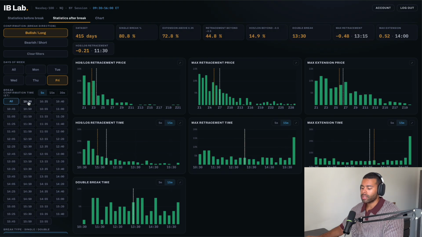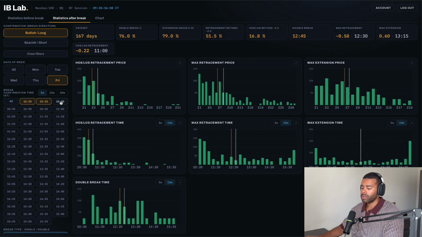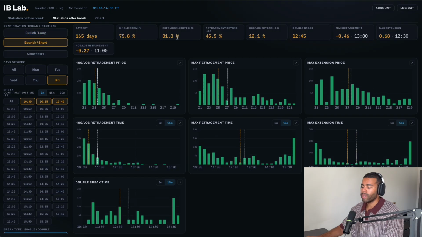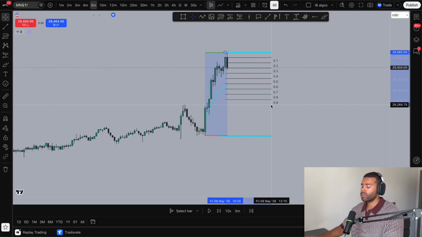So if we have, let's say, a breakout at 10:30, 10:35 or 10:40, the data is saying that a single break is going to occur in 76% of cases for the bullish scenario. For the bearish scenario, it would be 75.8%. And you can see again how quickly I filtered it. So these are pretty basic data sets around the initial balance.